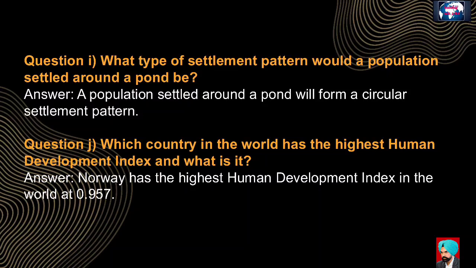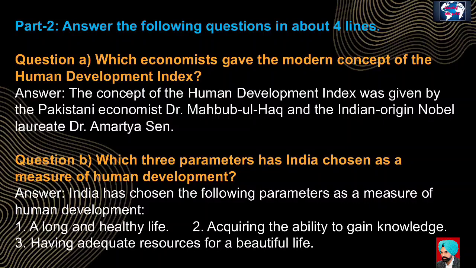Question J. Which country in the world has the highest Human Development Index and what is it? Answer: Norway has the highest Human Development Index in the world at 0.957. Part 2. Answer the following questions in about 4 lines.